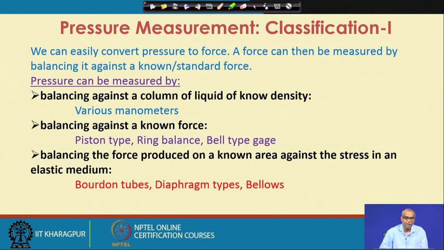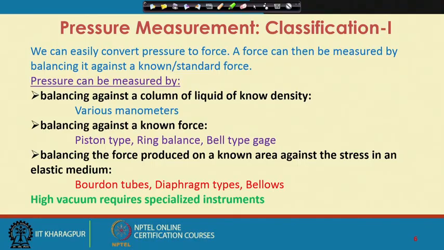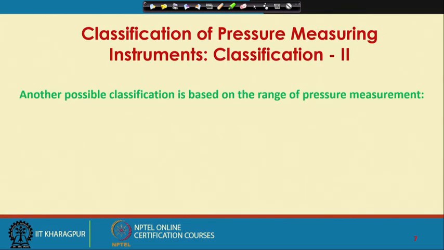Here we classify pressure measuring instruments based on how they measure pressure. But of course, high vacuum measurement, or instruments that are used for measuring very low pressures, will require specialized instruments. So, high vacuum requires specialized instruments. That was one possible classification.